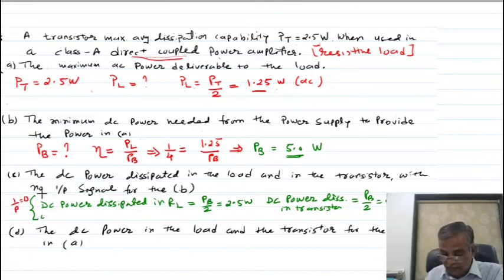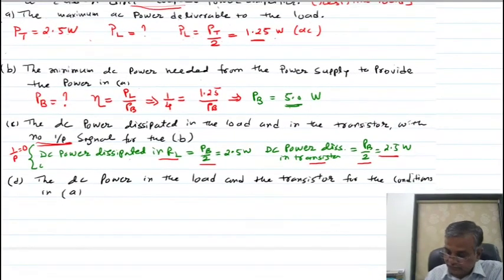When no input is applied, at that time half of the power will be dissipated in the load and half of the power will be dissipated in the transistor. So I think you get your answer. How much power is PB? 5. So half of this means 2.5 watt dissipated in RL, 2.5 dissipated in the transistor. This all is DC.